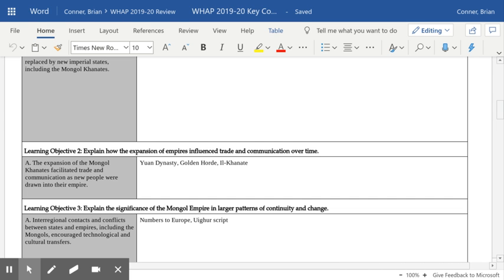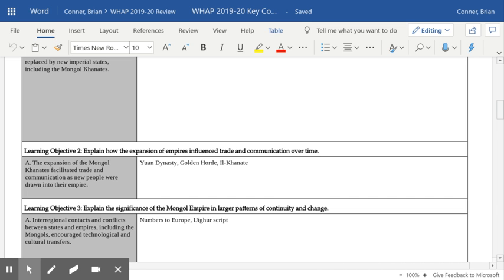You need to be able to compare those within, which is what we did in class way, way, way long ago. But as importantly, you need to be able to tie it to the points of the framework. So if you look at Learning Objective 2, right over here, you need to pick out some evidence points from that chart that prove these Mongol Khanates facilitated or expanded or improved, whatever words you want to use, how they helped with an expansion of trade and communication, and how they drew new people into their empire, or in the midst of them drawing people into their empire.